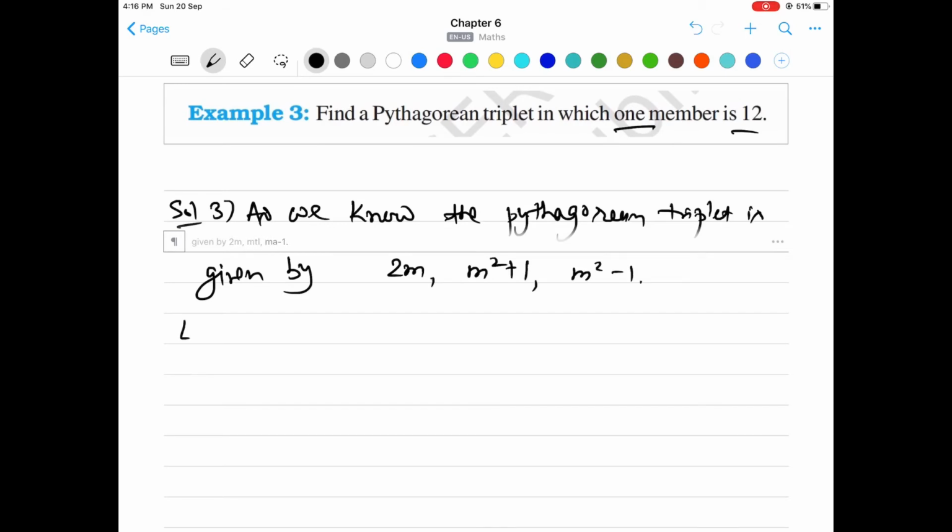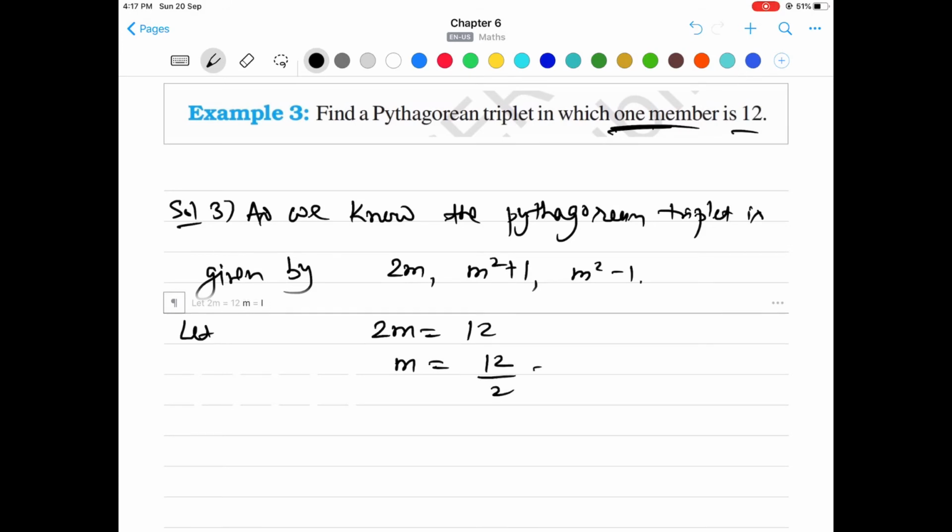Okay, so let 2m equal 12. We are not told which of these three numbers 12 represents. We are just saying one member is 12, so we assume 2m equals 12. So from here m will be 12 by 2, which equals 6.